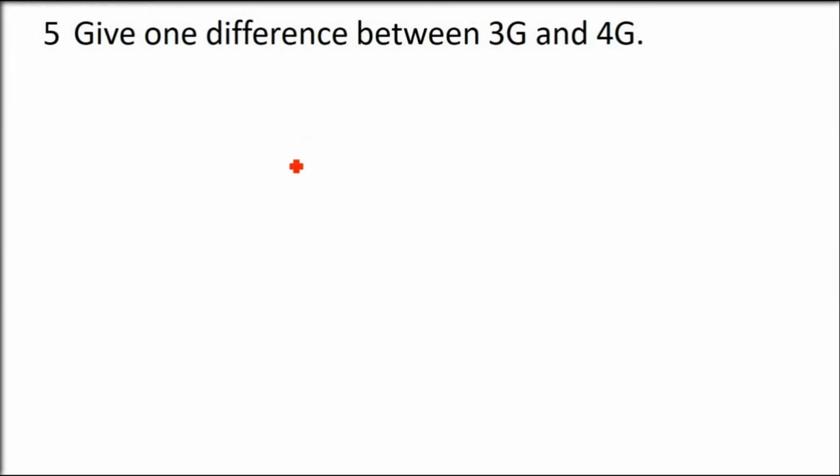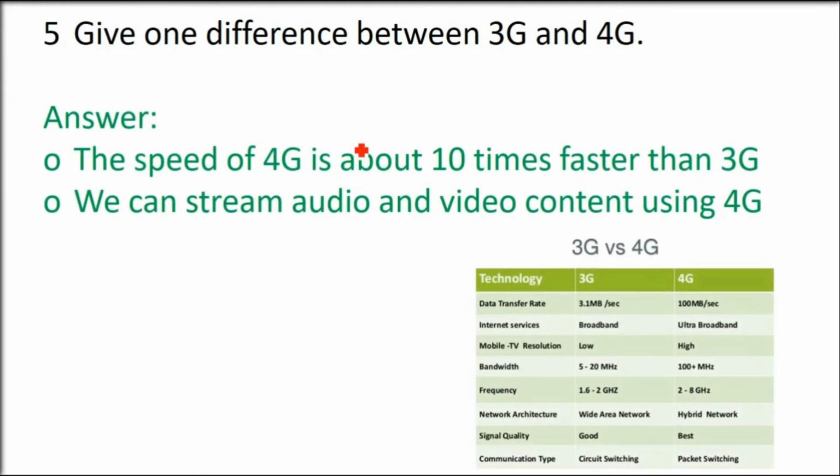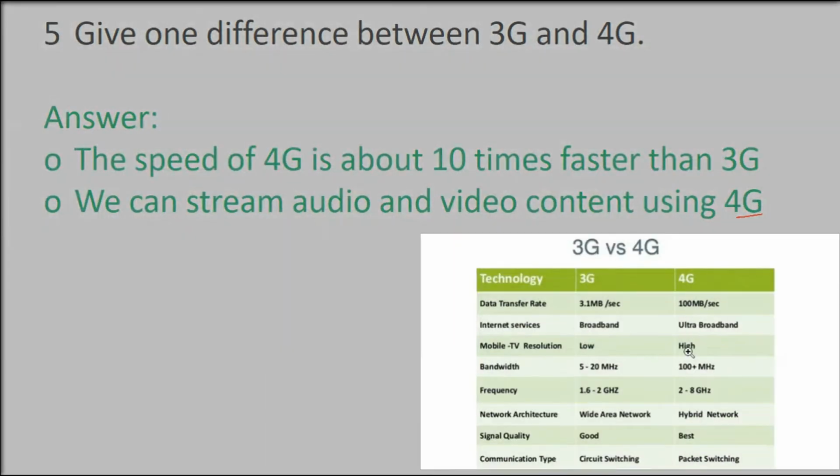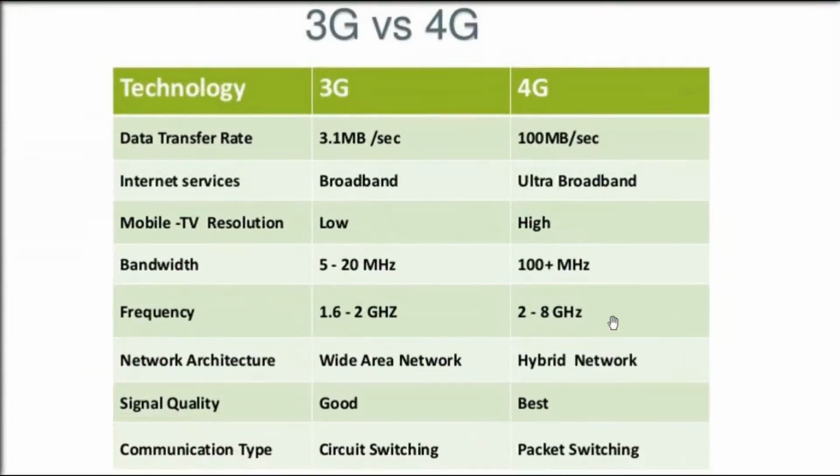Give one difference between 3G and 4G. So we will take more than one. First thing is, 4G is pretty much faster than 3G. It's around 10 times faster than 3G. And we can stream audio and video content using 4G. In 3G it was possible, but the speed was pretty low. Now 4G is totally IP based, that is, it uses packet switching, IP based, internet based actually.